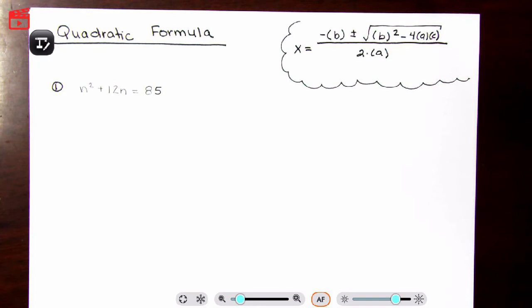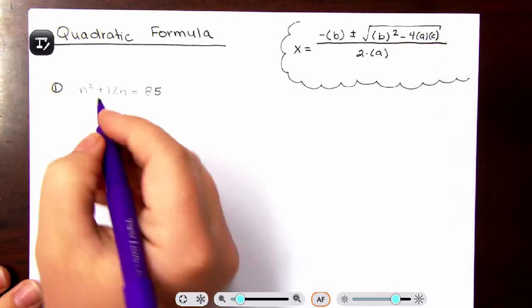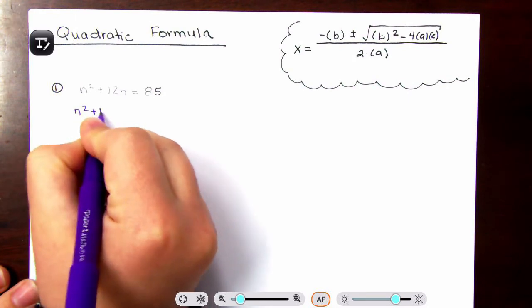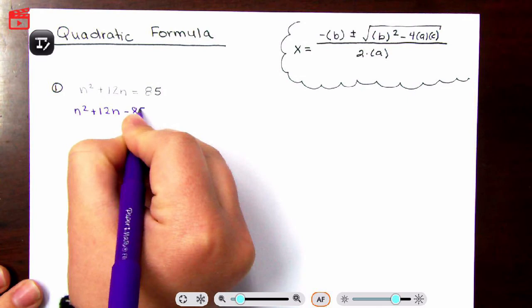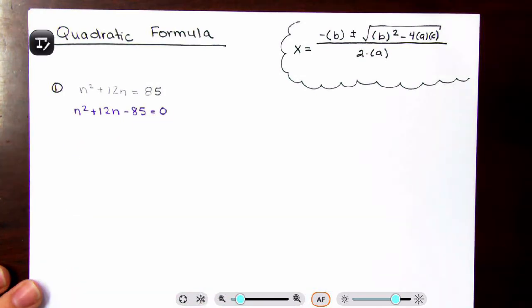Where do those come from? These come from your equation. So step number 1 in your equation, make sure everything is on one side and equaling 0. So I have n squared plus 12n, and I'm going to subtract 85 from both sides, so that I have my equation equal to 0.